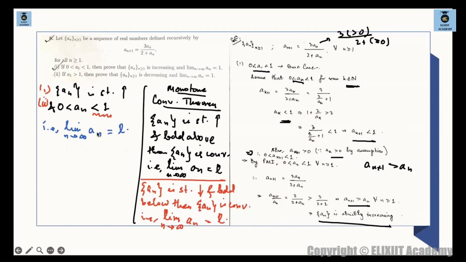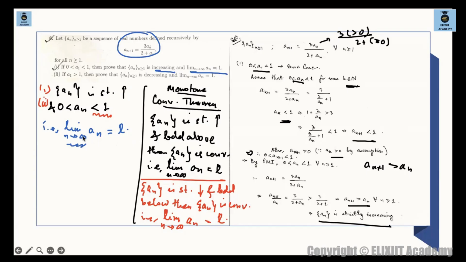Now they are asking you to prove that, in the second part of the question, the limit as n tends to infinity of an is 1. How do you prove this thing? We'll take the help of the recurrence given. Because as n tends to infinity an is L, an plus 1 will also tend to L, since n is a very large quantity.